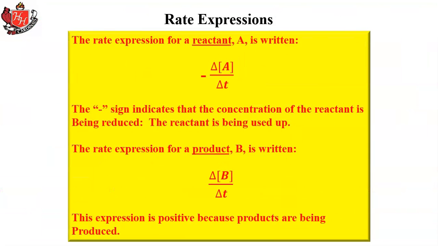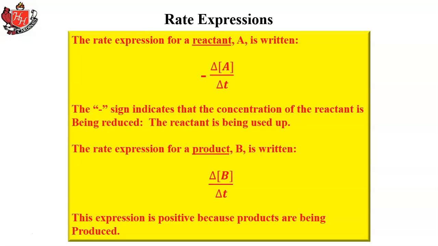Okay, a rate expression. So here's a rate expression for a reactant A. So the A could be, for example, H2O, it could be CH4, it could be something that's being used up in the chemical reaction. So you say the change in the concentration of A, let's just say it's CH4 gas, per change in time. Now, the reason that you put the negative sign, it indicates that the concentration of the reactant is being reduced. So the reactant is being used up.